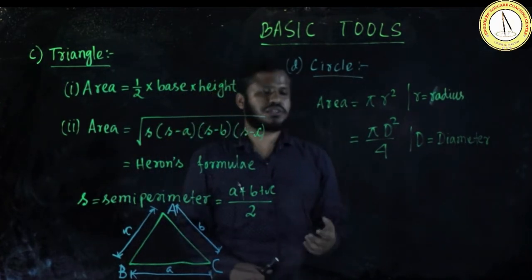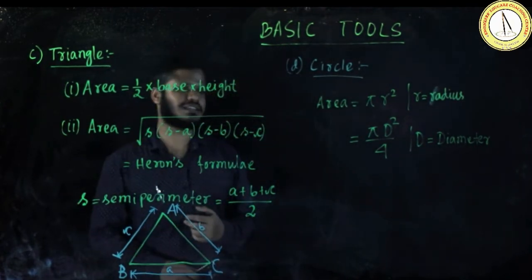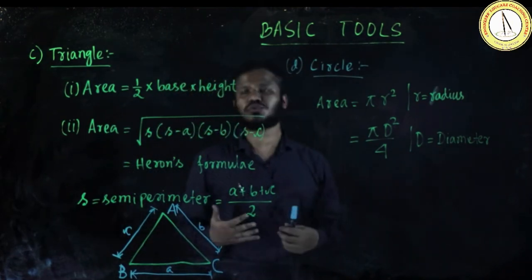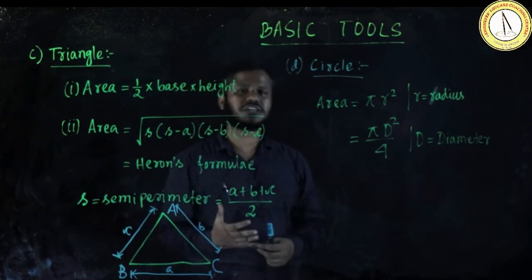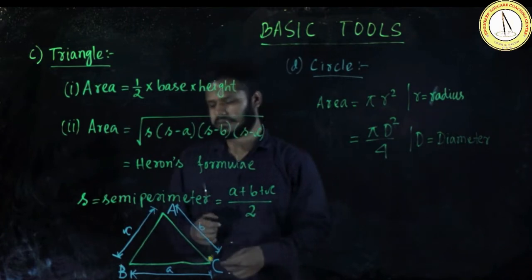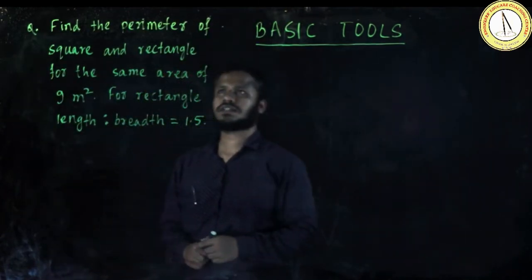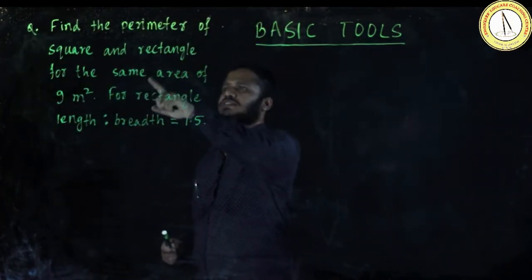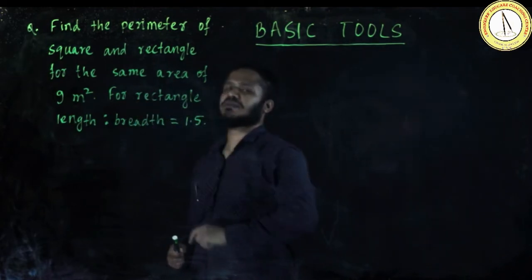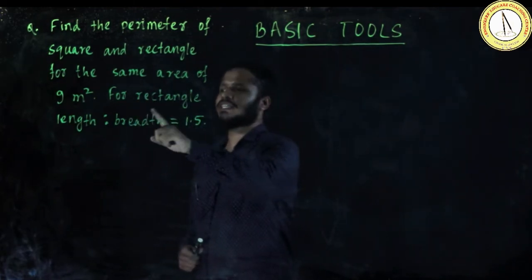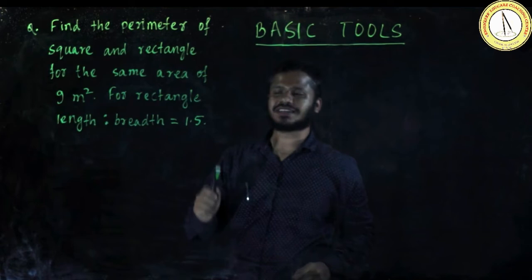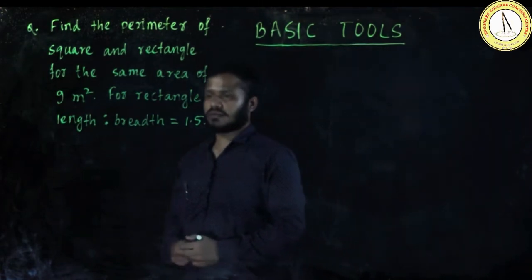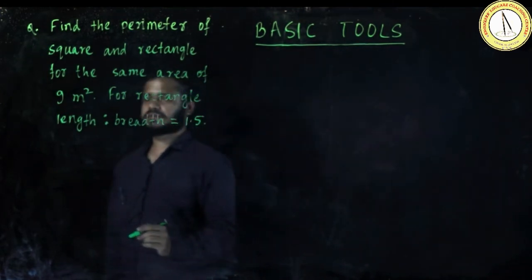So, without wasting much time, let us solve one numerical about area, and you will come to know what is the application of area in civil engineering. So here, this is the question. Find the perimeter of square and rectangle for the same area of 9 meters square. For rectangle, length to breadth ratio is given as 1.5. So, solution.